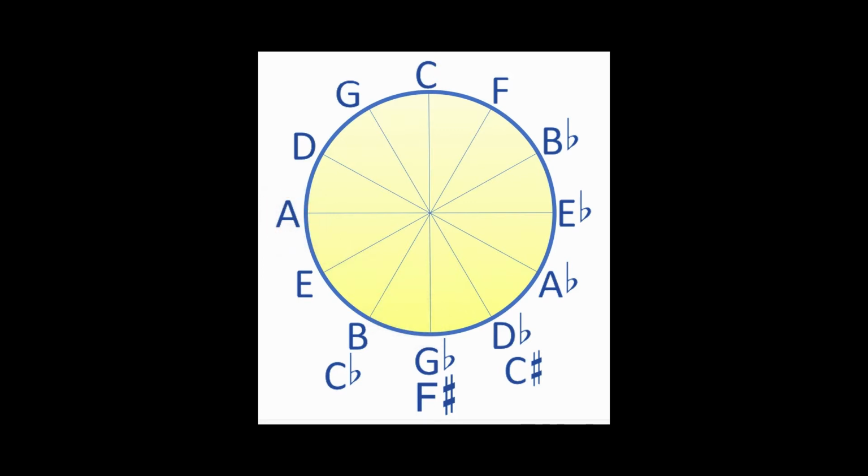Another useful function of the circle of fifths is that it can help to identify the likely keys where a piece of music might modulate. Now, modulation is a shift in the tonal center of a piece of music from one key to another key.